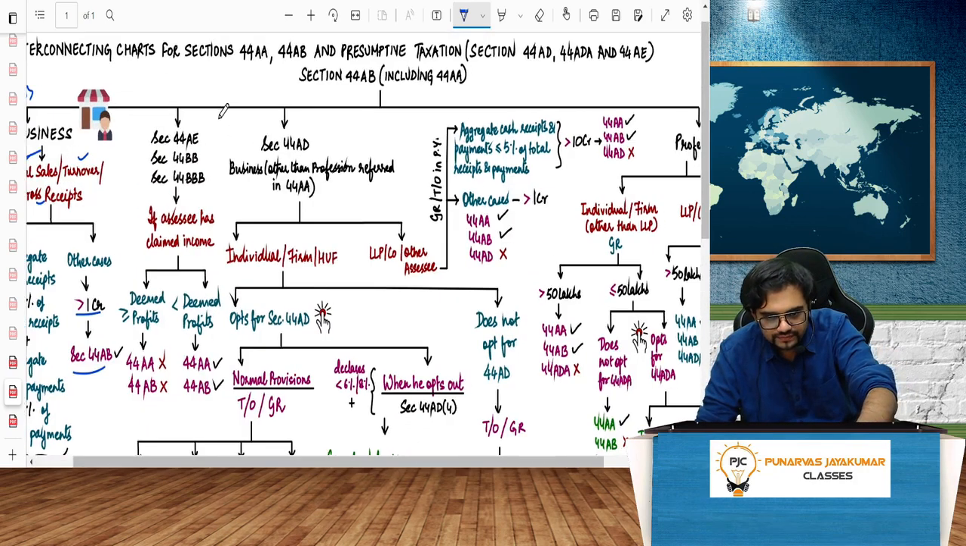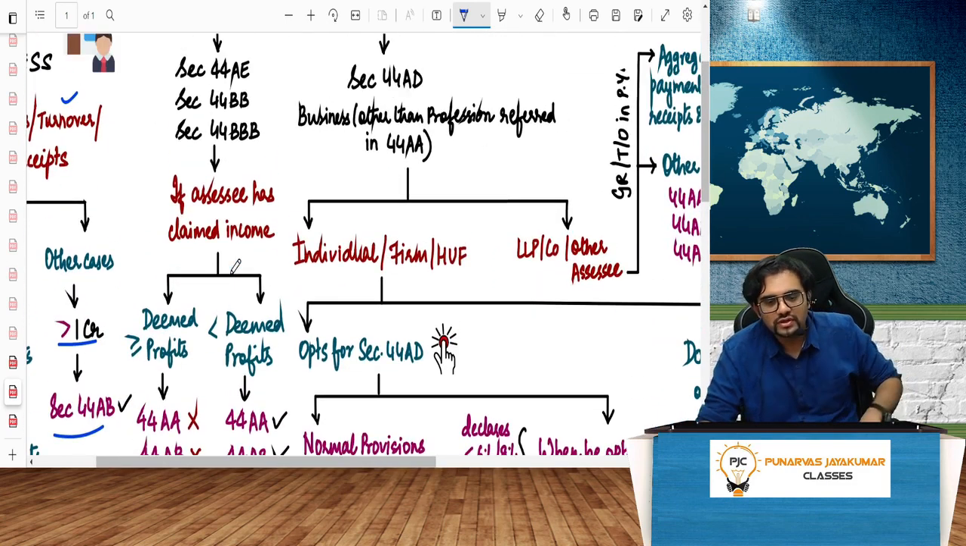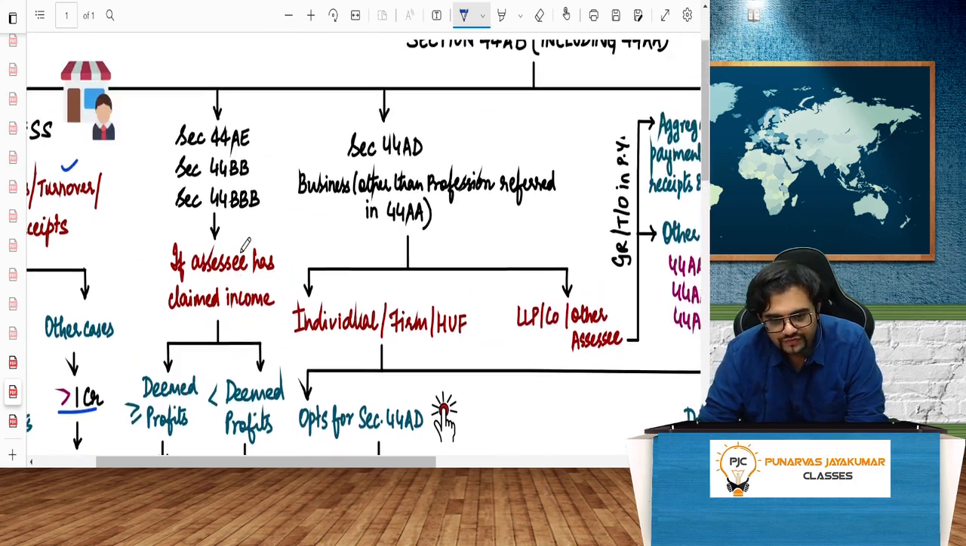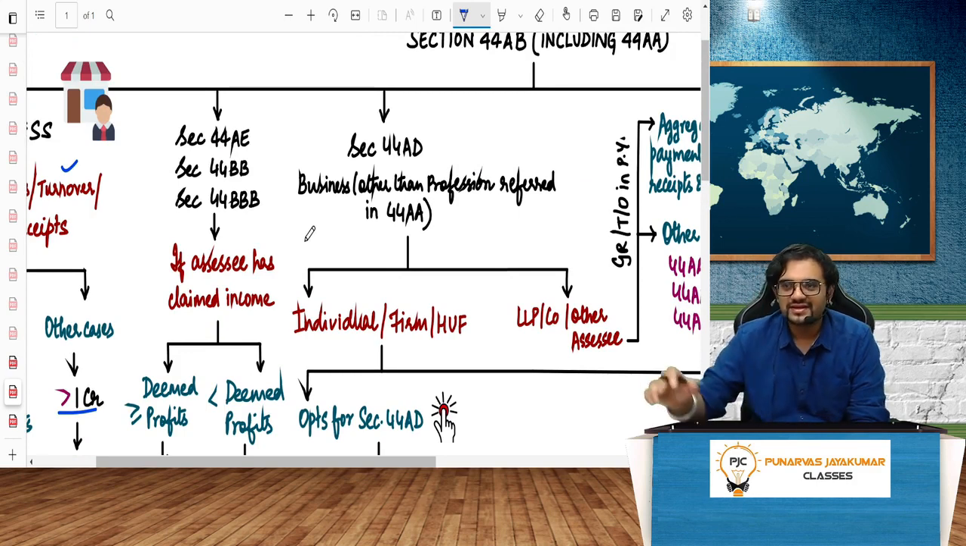Second part. Again, if we read section 44AB and A together, this is what we will get out of it. First, section 44AE. Just remember.